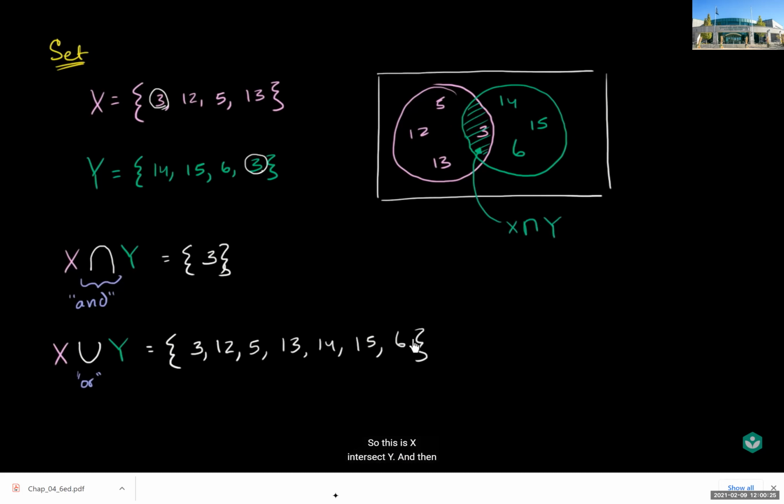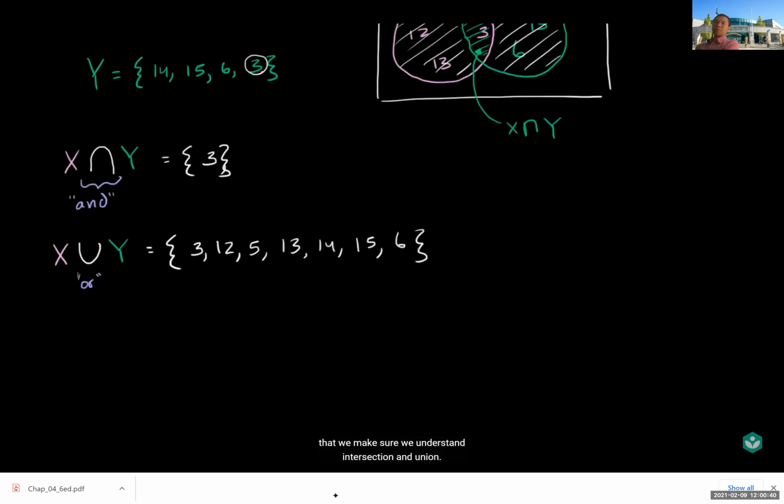So this is X intersect Y. And then X union Y is the combination of these two sets. So X union Y is literally everything right here that we are combining. Let's do one more example just so that we make sure we understand intersection and union.